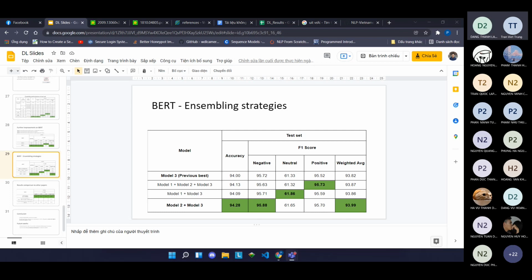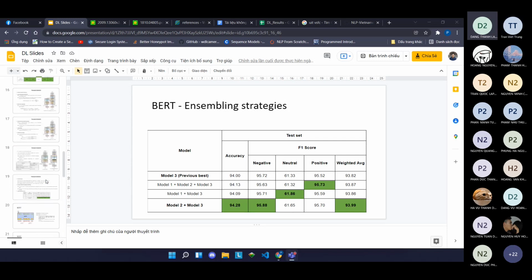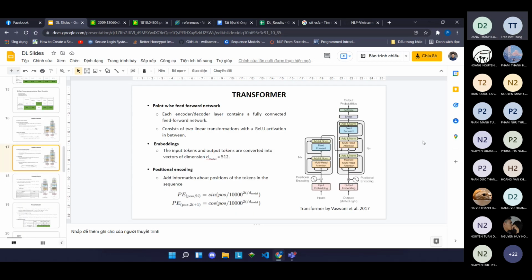Okay, can you go back to the slide when you present the transformer, slide number 17? When we present the positional encoding, what did we mean by the 2i and 2i plus 1? Hoàng, can you answer? Okay, so i is the dimension index of each embedding.